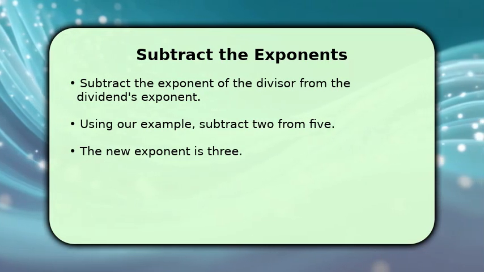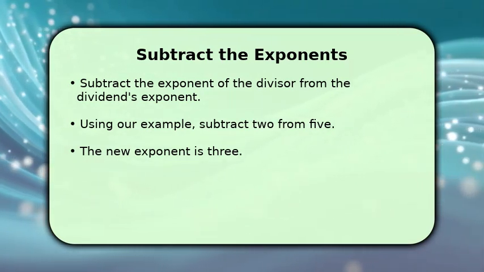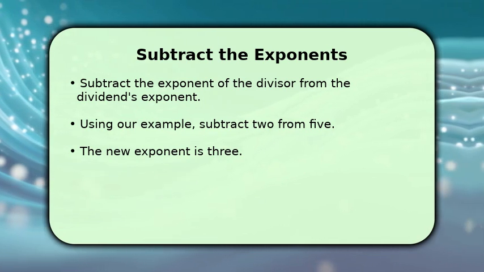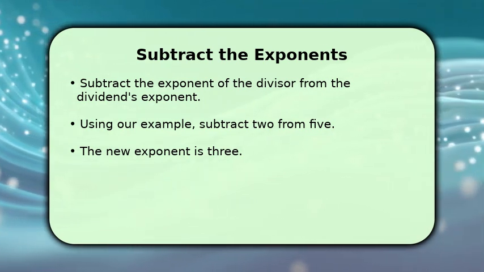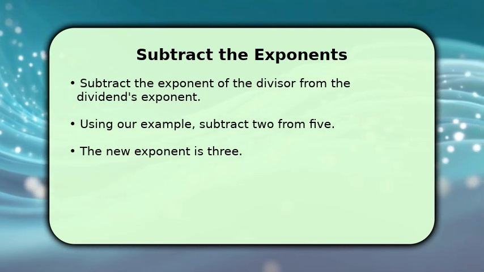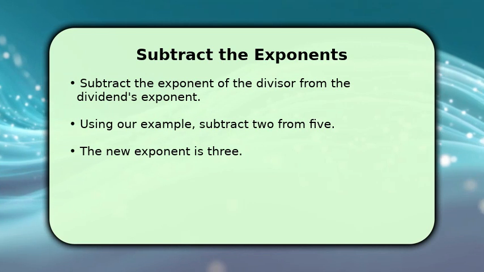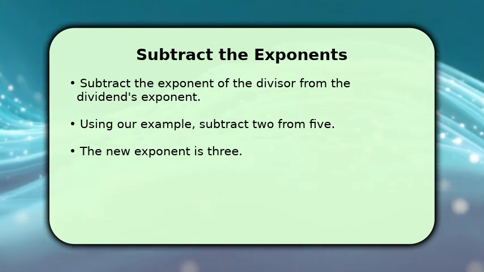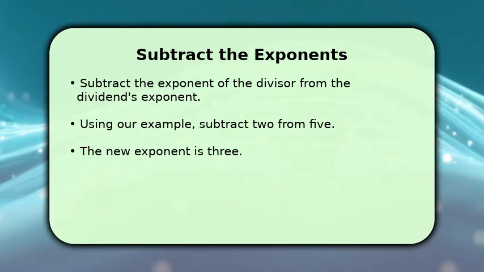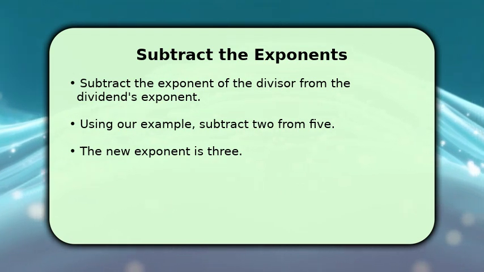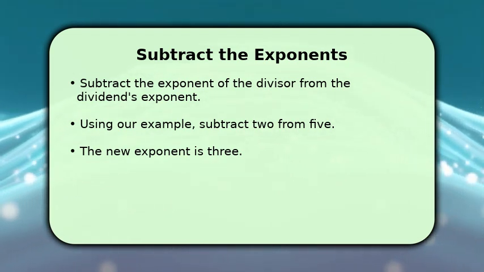Next, we handle the exponents of 10. You subtract the exponent of the divisor from the exponent of the dividend. Following our example, you would subtract 2 from 5, resulting in 3. So, your new power of 10 becomes 10 to the power of 3. Remember, this subtraction rule is fundamental for dividing numbers in scientific notation.